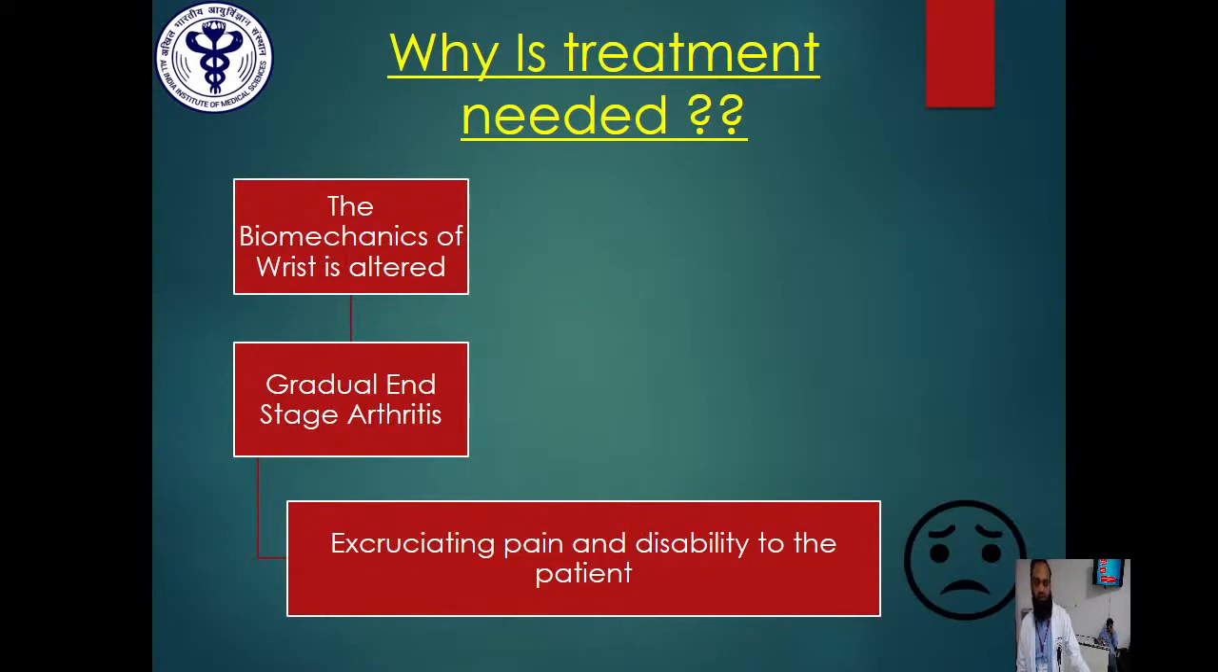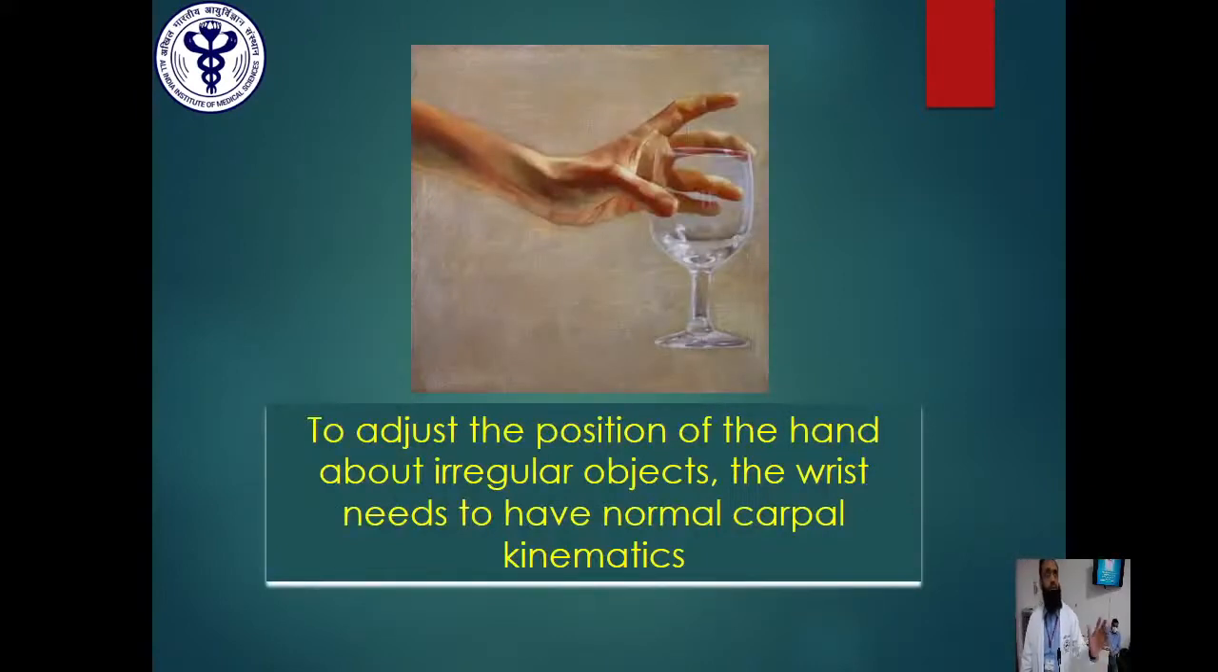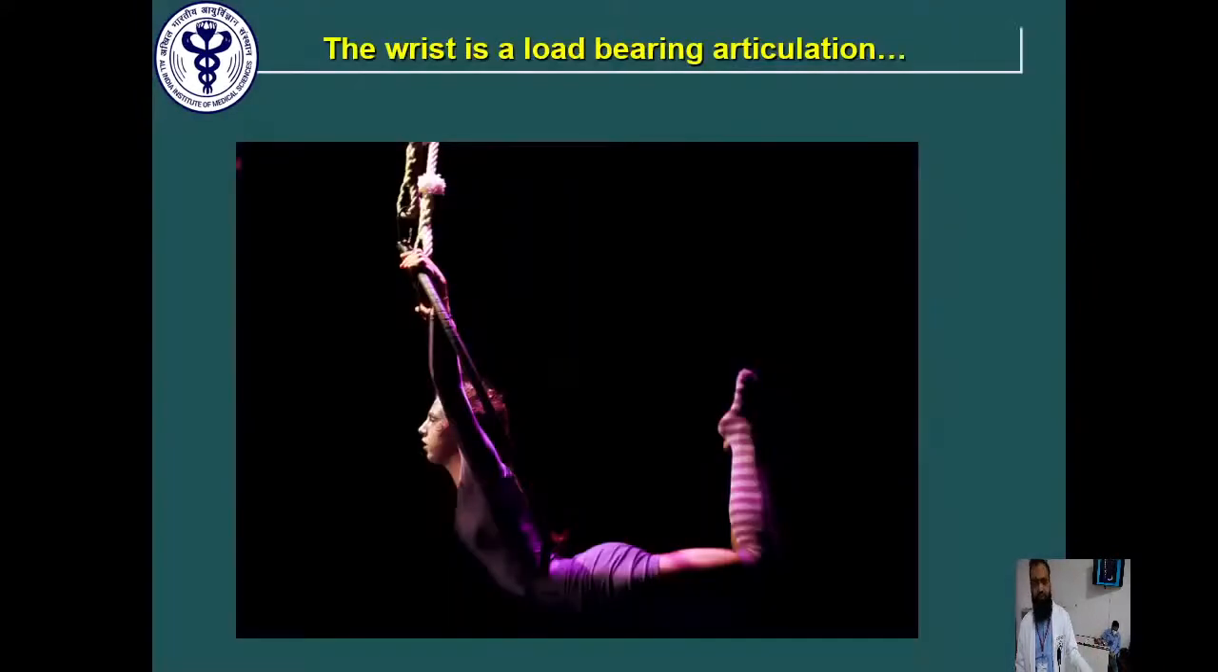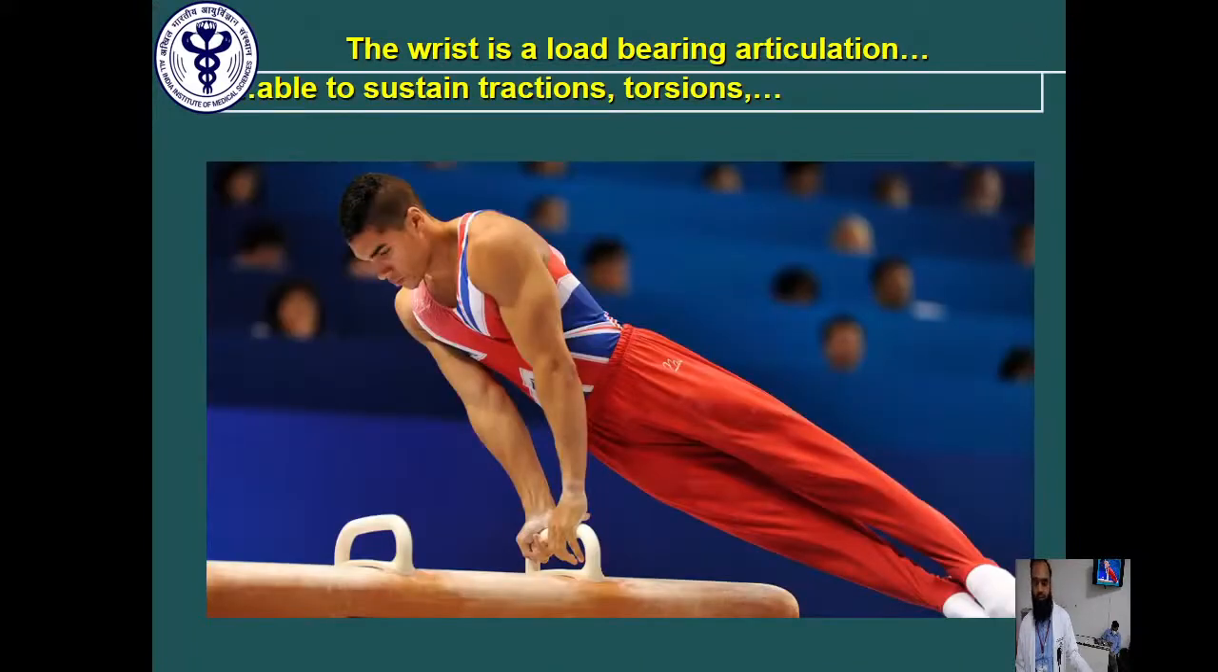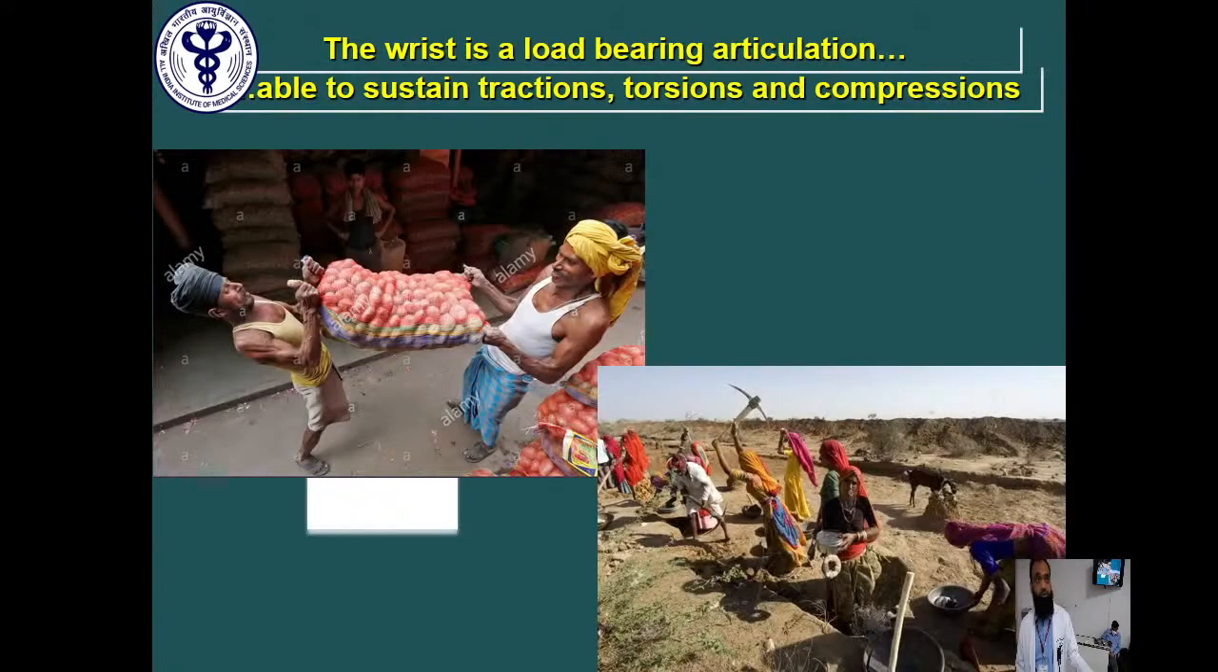The biomechanics of the wrist is altered, and there is gradual development of arthritis, which leads to excruciating pain and disability for the patient. How does this happen? Basically the wrist is required to hold irregular objects and determine the spatial position of the hand. So we see the wrist is a loading articulation in traction. It also has to sustain torsion forces, and compression forces as well.